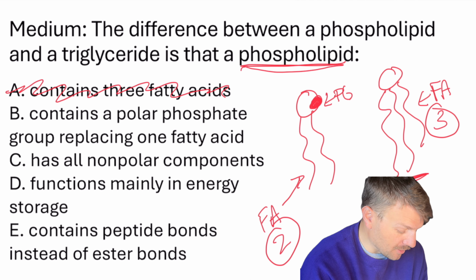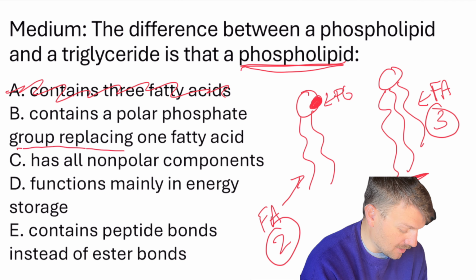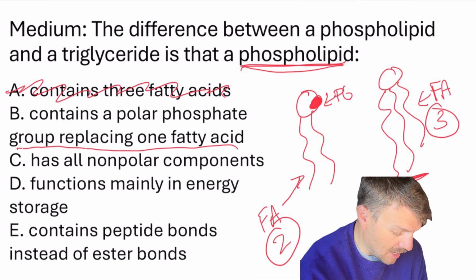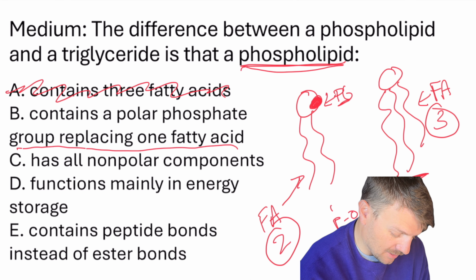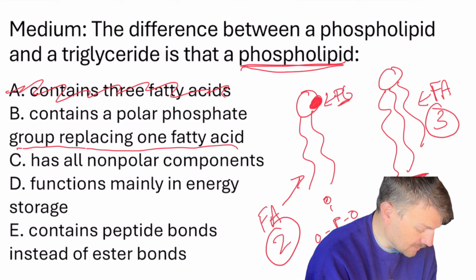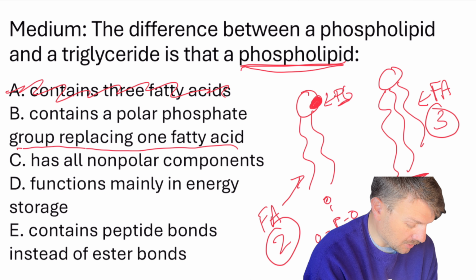B, contains a polar phosphate group replacing 1 fatty acid. That sounds like the answer, but I'm not just going to go with it. Remember that these phosphate groups are made of a phosphorus atom and oxygen atoms, so they would be polar. So C, has all non-polar components. Nope, that doesn't sound right. I don't like that answer.